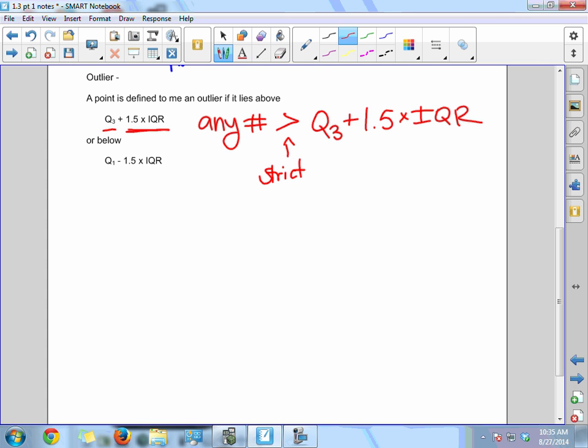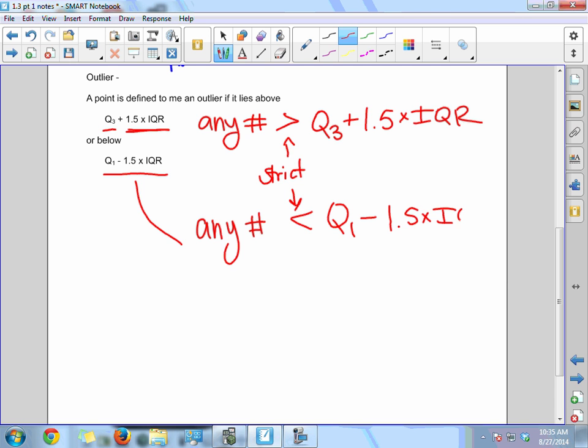Any number greater than Q3 plus 1.5 times your IQR is going to be an outlier. Any number that's smaller than, and this is once again a strict inequality, meaning that we wouldn't include it, smaller than Q1 minus 1.5 times your IQR. So 1.5 times the middle 50% above or below the quartiles are going to be outliers.